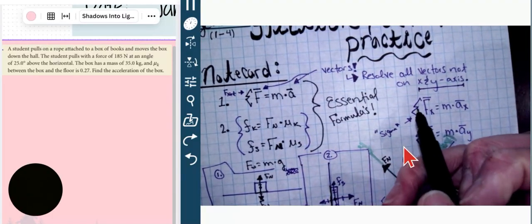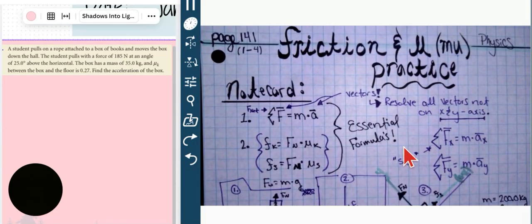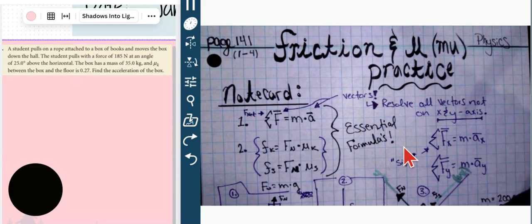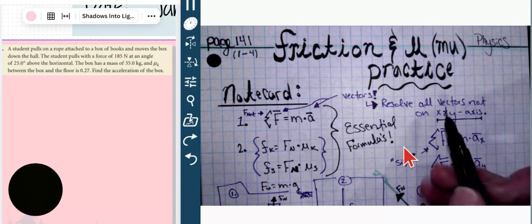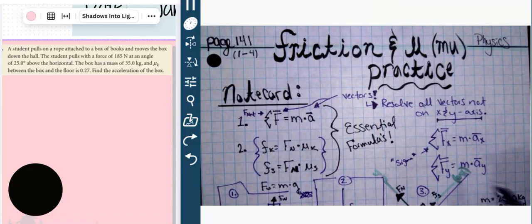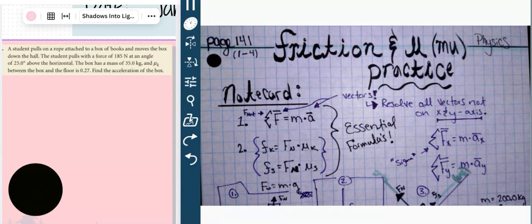Anytime you have a vector, you're going to need to resolve it down to the x and the y axis. So if it doesn't already naturally fit with 90 degrees with one another, you have to put it onto one of the axes that are 90 degrees from one another. You can rewrite it on your equation sheet or your note card like this if you would like: the summation of the forces in the x is equal to the mass times the acceleration in the x, and the summation of the forces in the y is equal to mass times acceleration in the y.